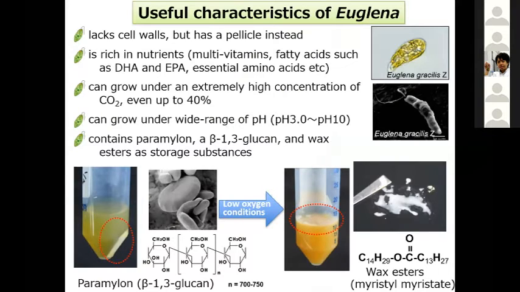As you know, Euglena accumulates a large amount of paramylon, beta-1,3-glucan, as a storage substance under normal conditions. When aerobically grown cells are transferred into low oxygen conditions, they accumulate wax esters, which can be promising alternative biofuels. The major component of wax ester is myristate C28.